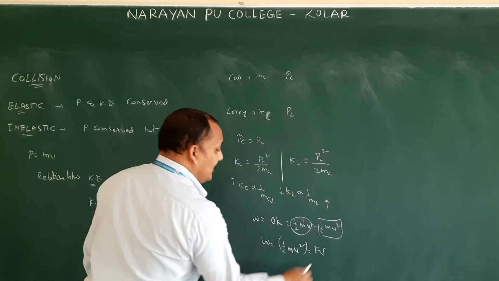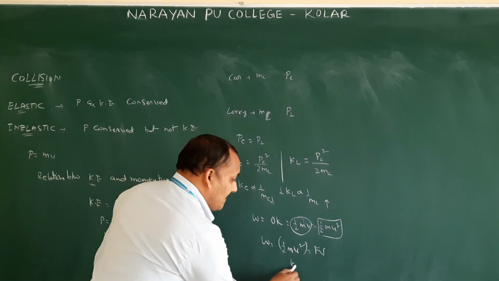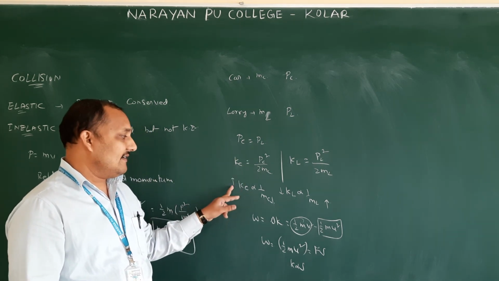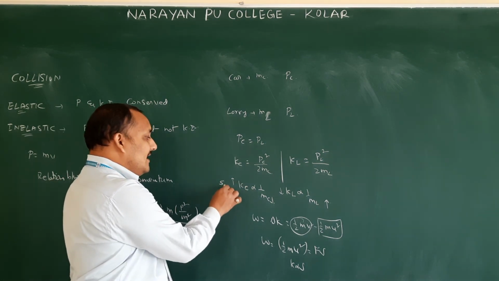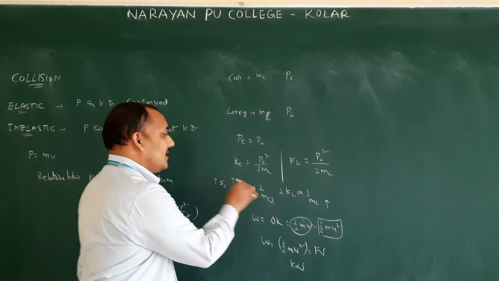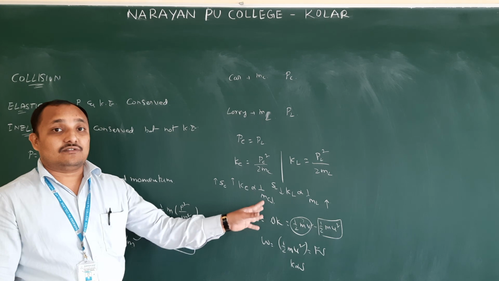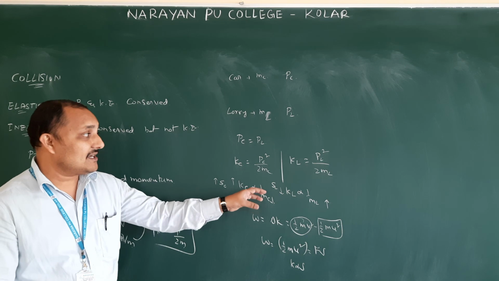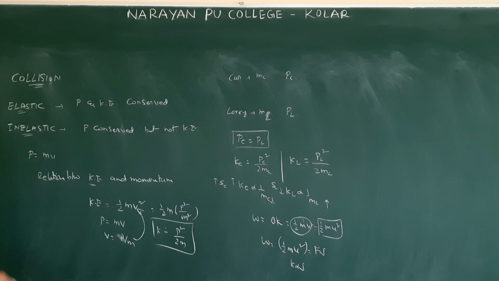The general work done equation is F into S. Both apply the same force on the car and lorry. Therefore, kinetic energy is directly proportional to displacement. Car is having more energy, lorry is having less energy. Therefore, the displacement of the car is more compared to the displacement of the lorry. They will ask this type of questions. You have to remember carefully, and by using the formula you can write. This is applicable whenever both car and lorry are moving with the same momentum.